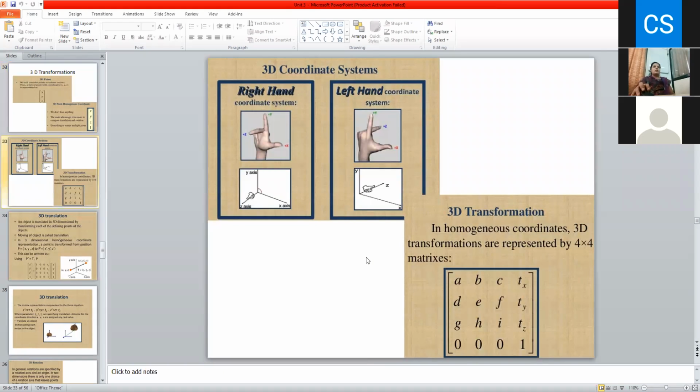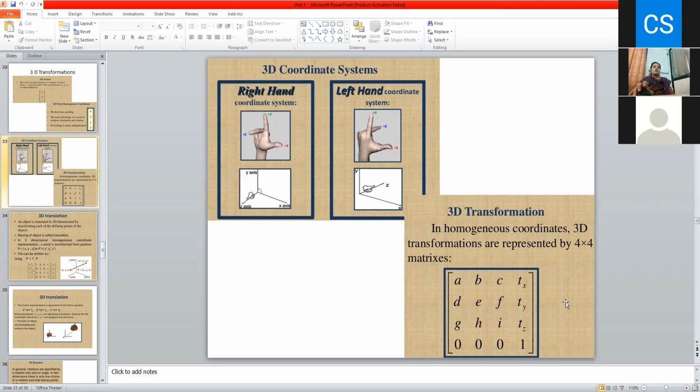Then we have seen the coordinate system with right hand and left hand. If in the right hand the first 3 fingers are stretched at 90° to each other, then the thumb represents the x-axis, the forefinger represents the y-axis, and the middle finger represents the z-axis. If we are taking the left hand, then z is pointing away from the user. That is the difference between these two notations.